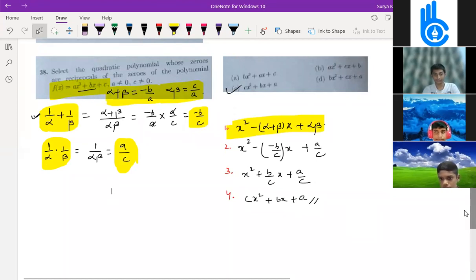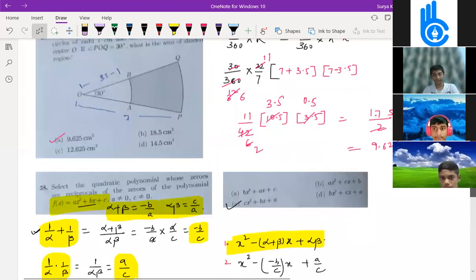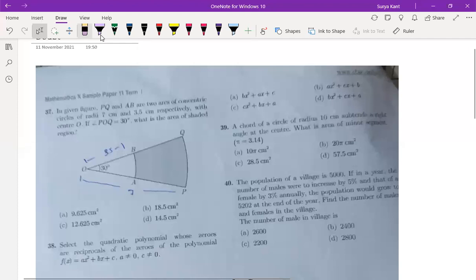Next question is question number 39. Sir, we can leave that. What? Leave that question, the 39th you don't want? Sir, I mean it's easy to solve. Acha. And then 40th? Sir, 40th we need. Acha, okay.